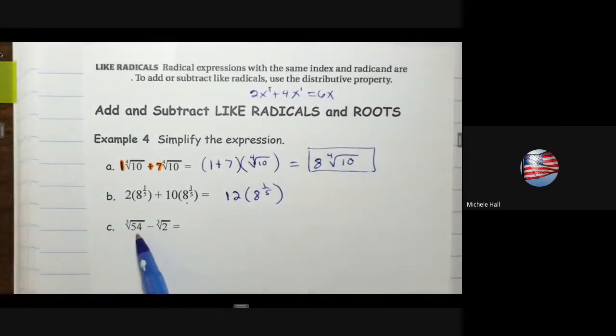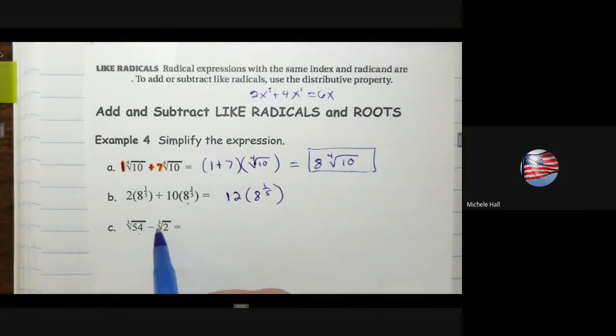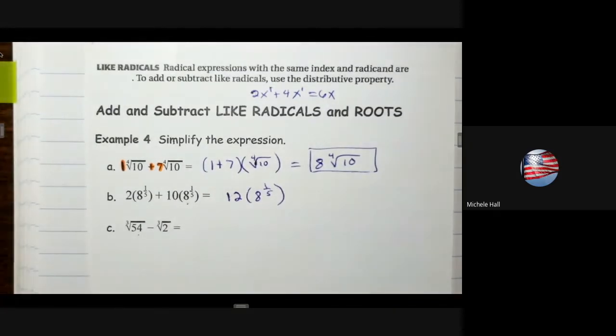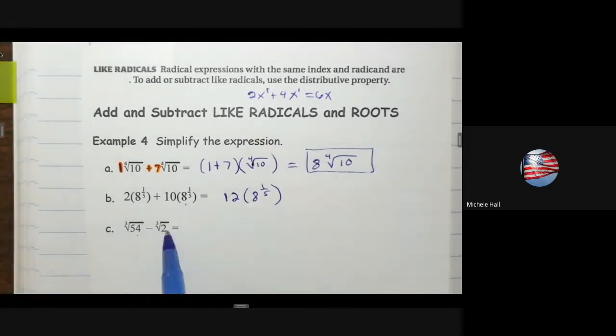I have the cube root of 54 minus the cube root of 2. I have a 1 out front of both of these. Do I have exactly the same radicand? I do not. I need to have a cube root of 2 if I'm going to combine it with anything else. That means we need to look at reducing the cube root of 54.